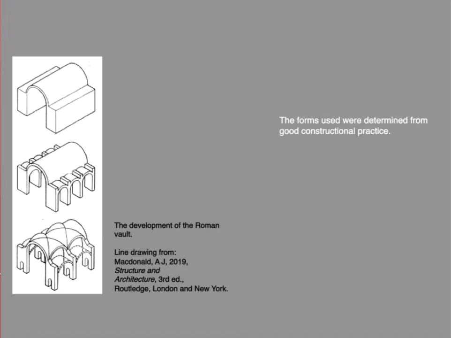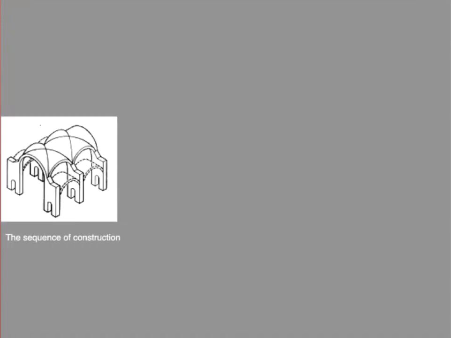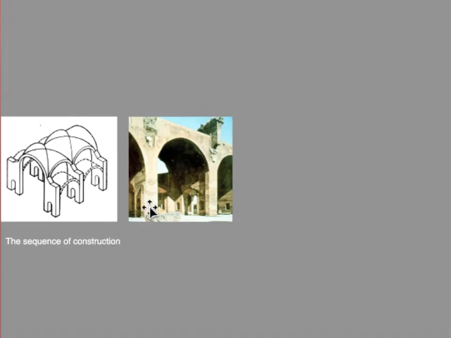So the form of the main spaces in the building of the Baths of Caracalla, the cross-vaulted form supported on voided walls, was determined entirely from the practical problems associated with the construction of the vault. Then, looking at the sequence of construction, the way in which they built the building was to have a thin skin of brick, which was a relatively expensive material, and make the bulk of the vault from stone rubble, which was locally available, sourced locally. So this was an economical way of constructing the building.